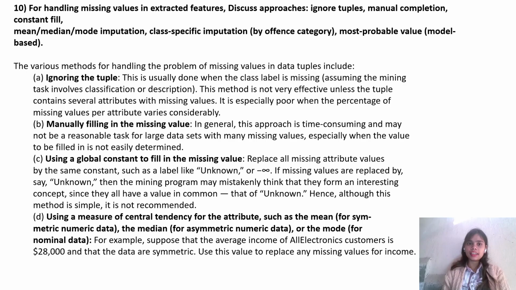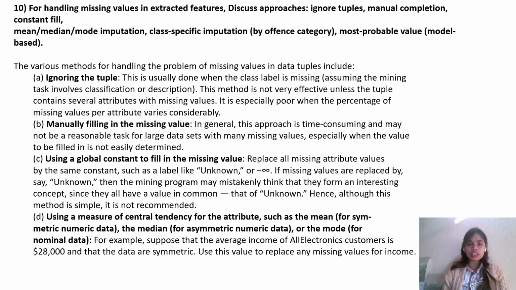Question number 10. For handling missing values in expected features, discuss approaches: ignore tuples, manual completion, constant fill. The various methods for handling the problem of missing values in data tuples include, first, ignoring the tuple. This is usually done when the class label is missing and the task involves classification or description. This method is not very effective unless the tuple contains several attributes with missing values. It is especially poor when the percentage of missing values per attribute varies considerably.